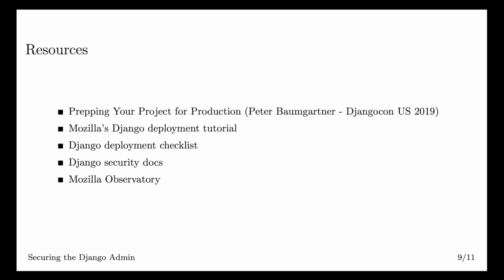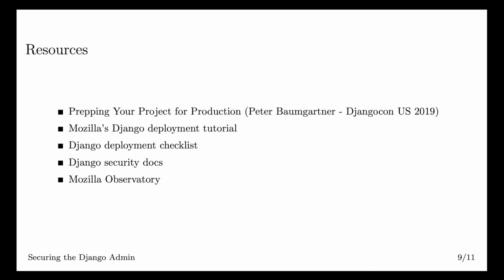Just some resources at the end of the talk. Peter Baumgartner's DjangoCon US 2019 talk, Prepping Your Project for Production, was really useful. It's a longer talk. It's linked here in the slides. I'll put it in the comments on YouTube. It has more than just security trade-offs. It talks about trade-offs of hosting providers, and it has some stuff about performance. But it's a great talk, really worthwhile.